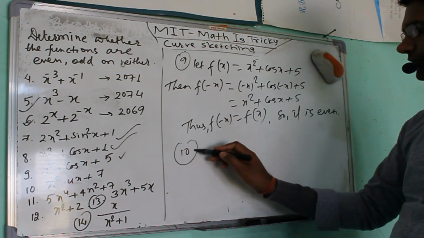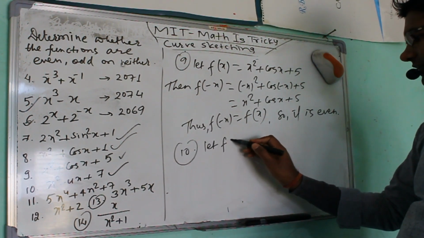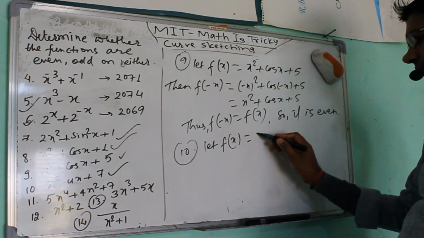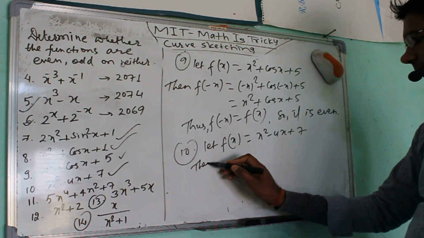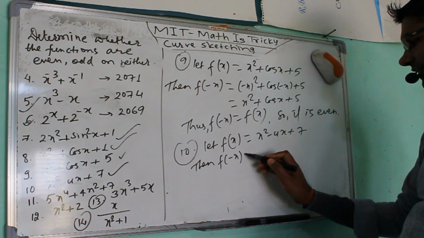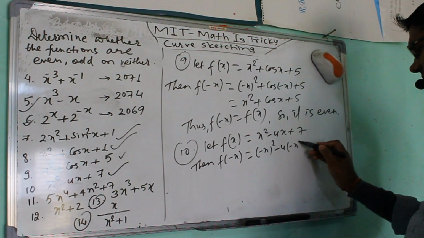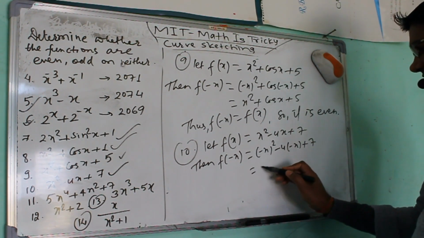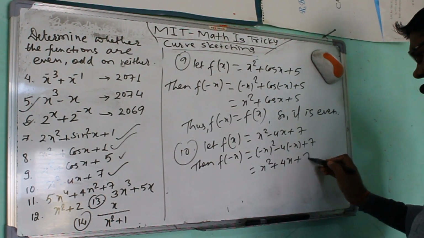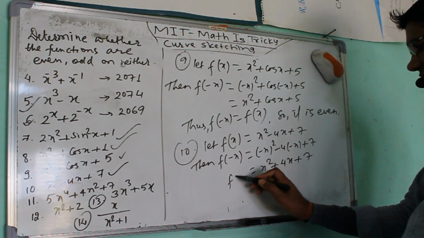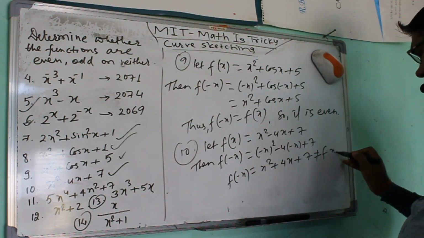Thus we have f(-x) equals f(x), so it is even. Question number 10. Let f(x) equals x squared minus 4x plus 7. Then find f(-x): (-x) whole squared minus 4(-x) plus 7, which gives x squared plus 4x plus 7.